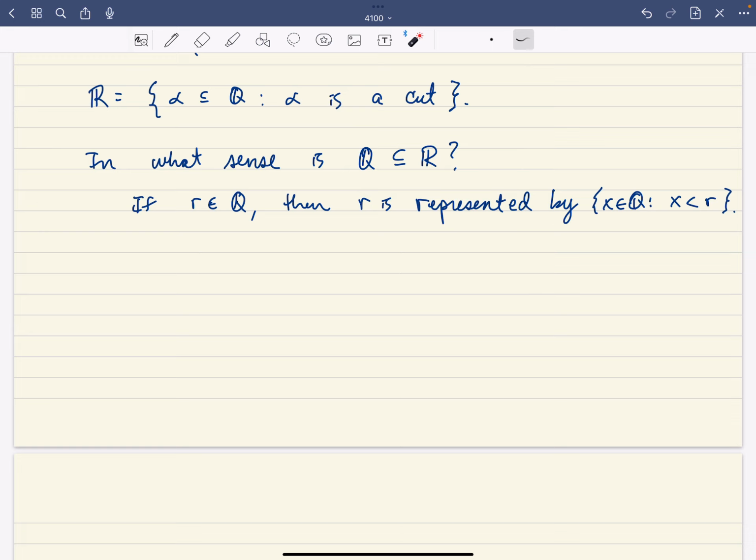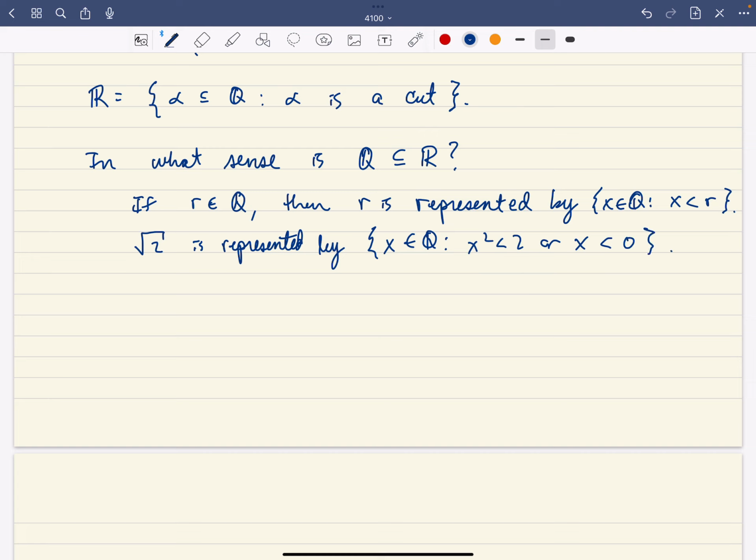There's other cuts, though, that represent things that are missing. So, for example, now we can fill in and talk about square root of 2. So the number square root of 2 is represented by, or is portrayed by, this cut of rationals where x squared is less than 2 or x is less than 0. So that's a way that you can represent the irrational number square root of 2. Okay, so square root of 2 is represented there.